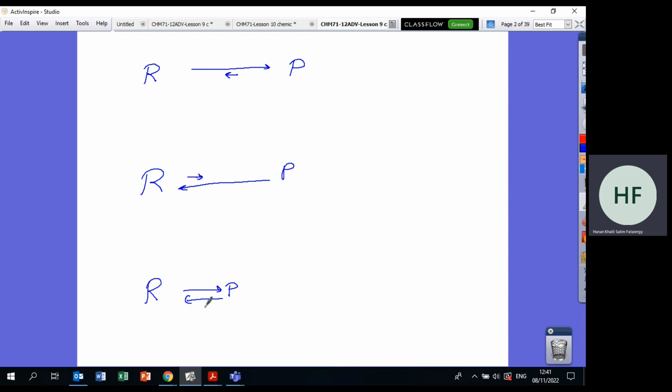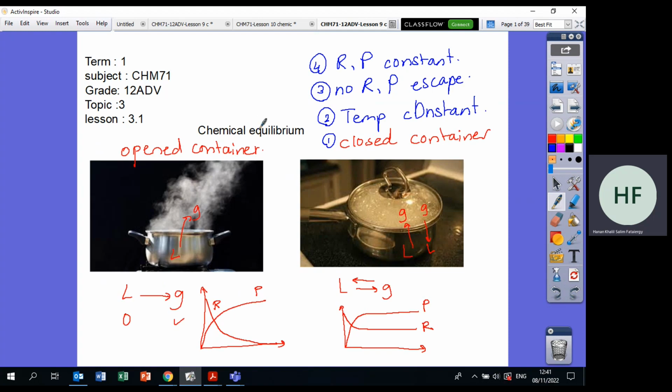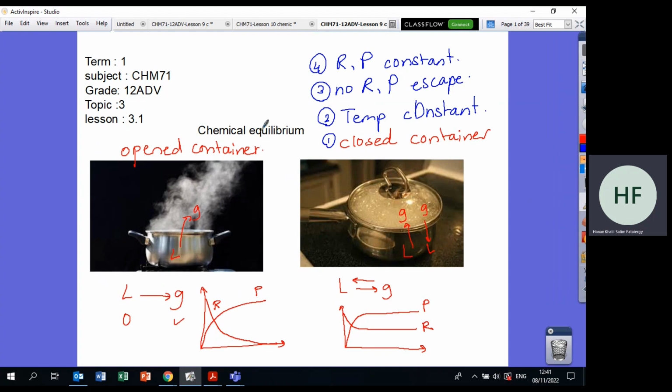But when I put the double arrows equal, this means that the forward reaction is equal to the backward reaction. I can represent this by saying rate forward is equal to the rate backward. F means forward, B means backward. So I should put in this lesson arrows equal. If you remember, the title of the lesson was chemical equilibrium. Equilibrium means there is something equal.